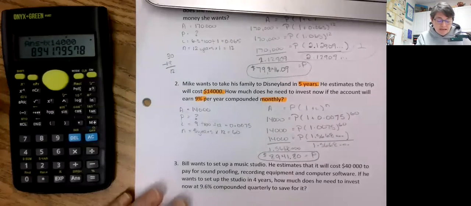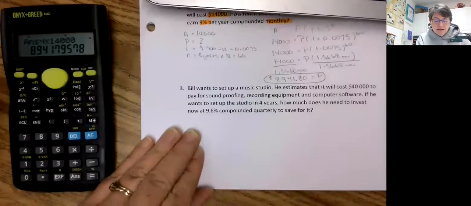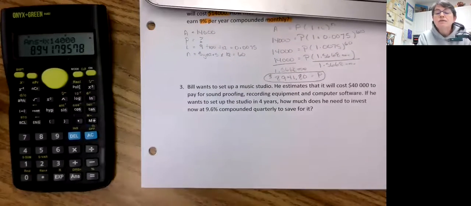All right, last one. Bob wants to set up a music studio. He estimates it will cost $40,000 to pay for all the stuff he needs. If he wants to set up a studio in 4 years, how much does he need to invest at 9.6% compounded quarterly to save for it? I'll say quite a bit.